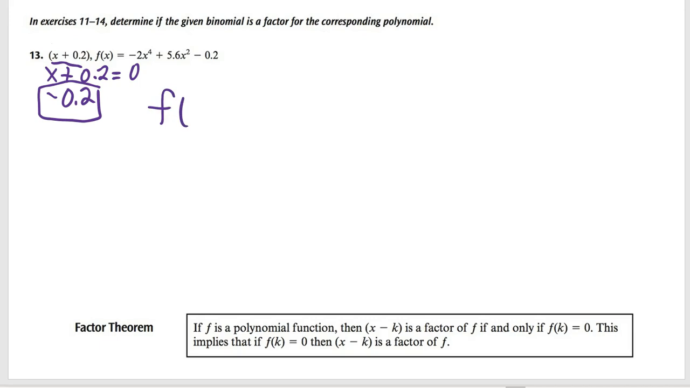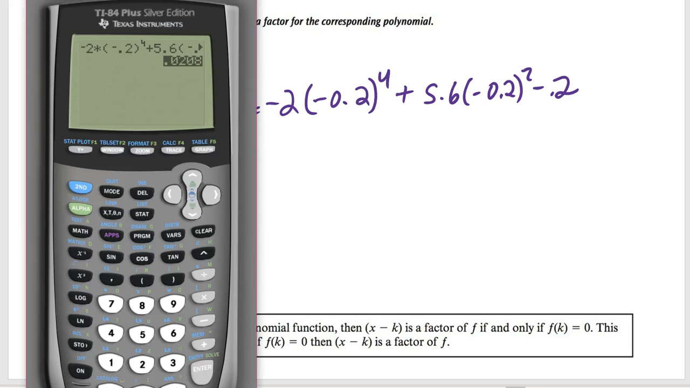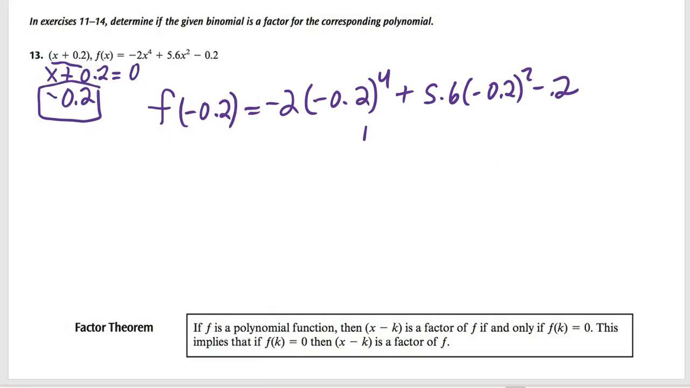So let's try f at negative 0.2. So wherever there is an x, I'm going to replace it with negative 0.2. And I'm going to use my calculator to see what I get. When I entered this into the calculator, I got 0.0208. If it's not equal to 0, then that is not a factor. So no, it is not a factor. And the reason is because it was not equal to 0 when you put in the root.